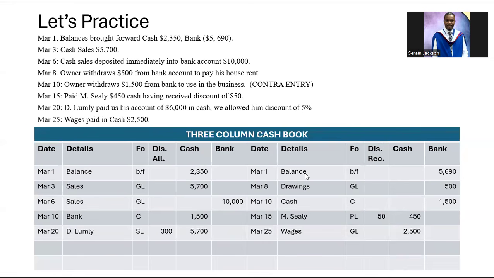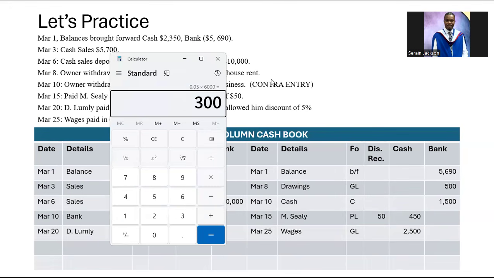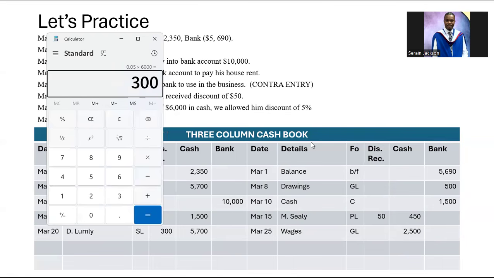All right, so let's pull out our calculator so that you guys can see the calculator. We're going to add up the information that is there. For the cash column, it is 2,350 plus 5,700 plus 1,500 plus 5,700. That is the total, which is 15,250. That is the total on the cash column on the debit side.